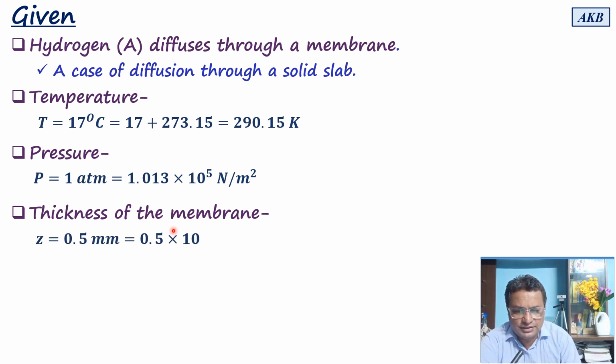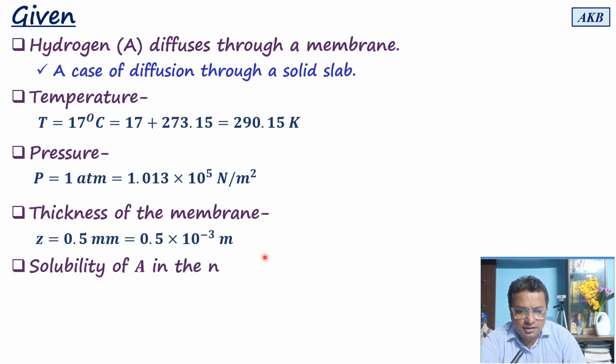In this case, thickness is nothing but length of the diffusion path. I'll show you the schematic, you'll understand. So let me first tell you here, thickness of the membrane is nothing but length of the diffusion path, and therefore I will denote it by Z. So Z is 0.5 mm, which if converted to meter, it will be 0.5 into 10 to the power minus 3 meter.